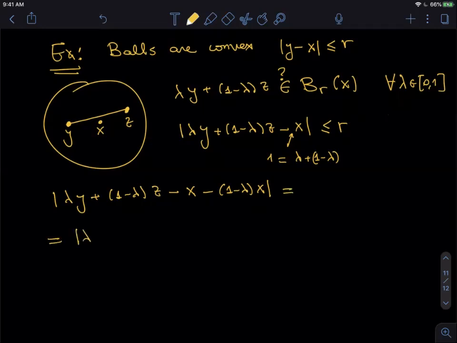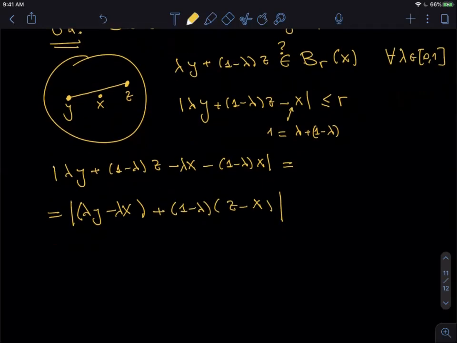So this is λ(y − x). Let me use parentheses here. I'm missing a lambda here. There we go. Now it will work. Plus, and then (1 − λ), and then (z − x). And this goes with parentheses too.